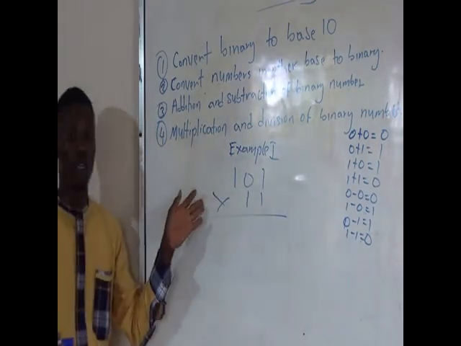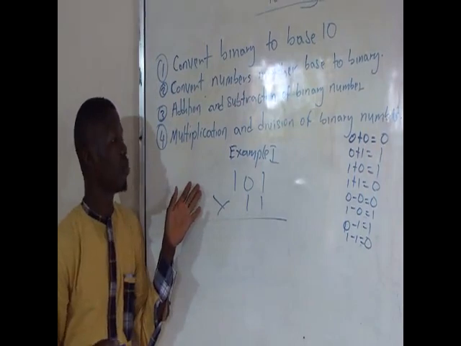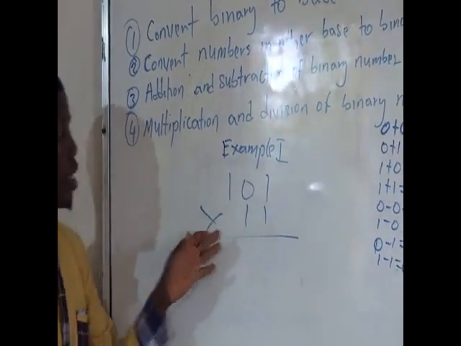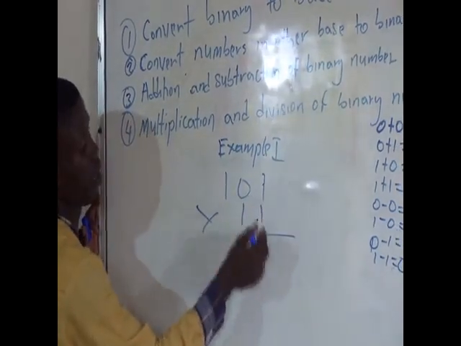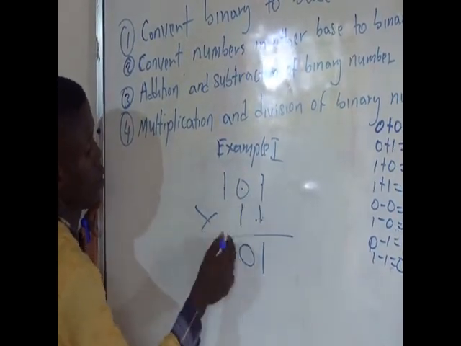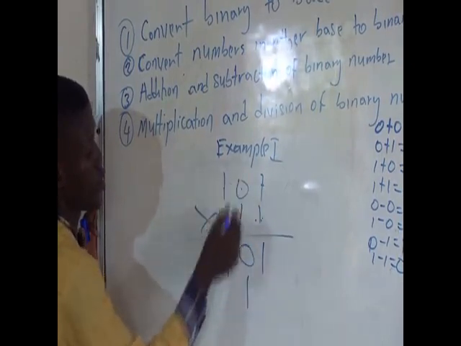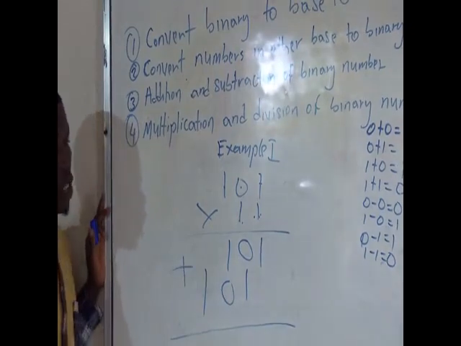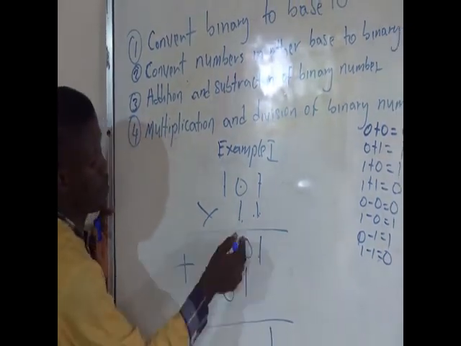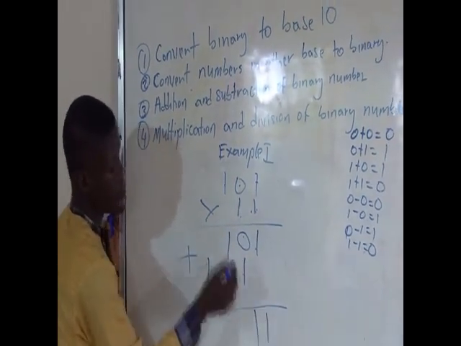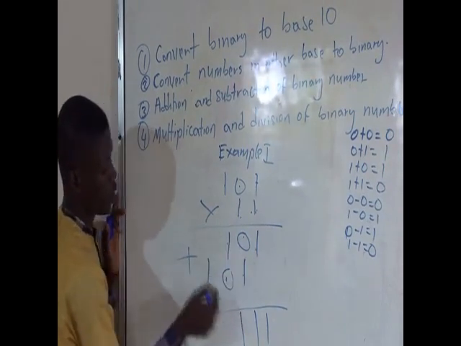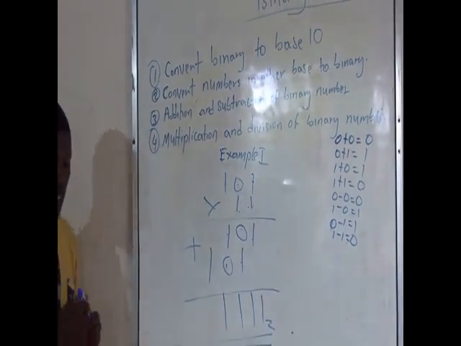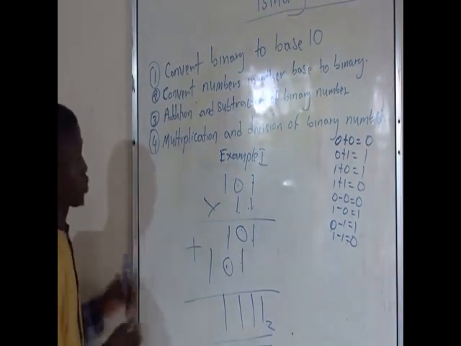Here we're going to use our normal multiplication system. But after the multiplication, we'll add. That's what is going to happen here. 1 times 1 is 1, 1 times 0 is 0, 1 times 1 is 1, 1 times 1 is 1, 1 times 0 is 0, 1 times 1 is 1. Then we add. Bring down 1, bring down 1, 0 plus 1 is 1, 1 plus 0 is 1, bring down 1, 1, 1, 1, 1 base 2. That's example 1. Then example 2.